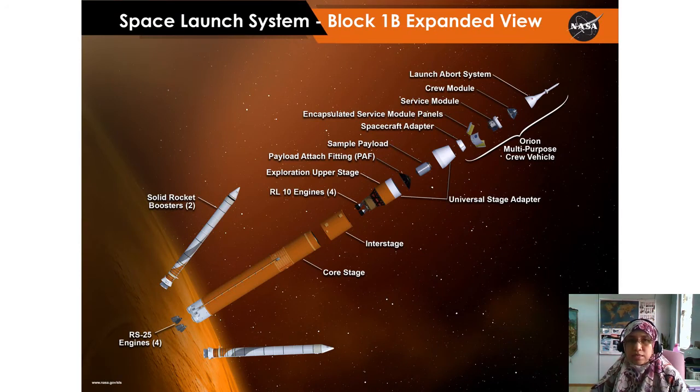So this is basically the whole system of a typical rocket launcher. You will study this in detail in the topic propulsion.